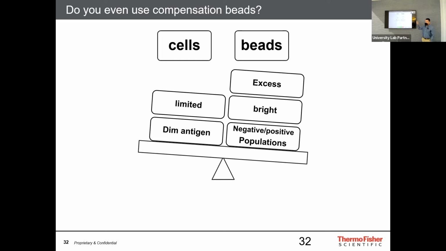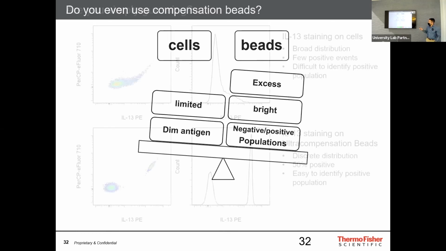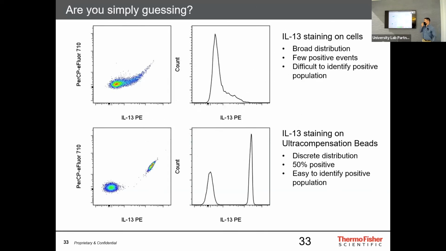Beads are great because you have excess numbers, so you don't have to worry about running out of beads. You have millions of beads. They're very bright. They will always stain any fluorophore bright. You don't have to worry about dim markers because they will capture the antibody regardless. And you have a nice distribution between negative and positive populations. So it should be 50-50 when you use beads. And I'll show you here an example.